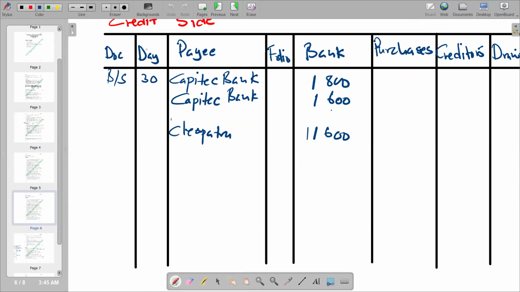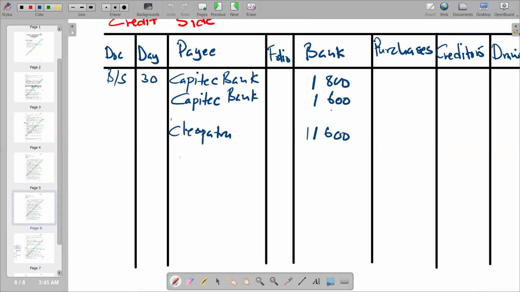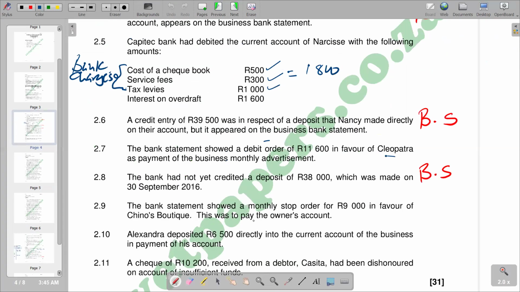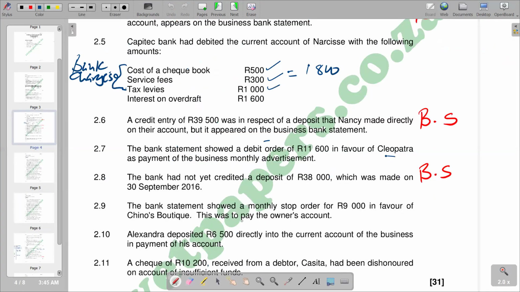So we go to the credit side, this is our credit side, and we check who the payee was. We see that it was in favor of Chino's boutique. So we are having Chino's boutique. Then the amount that we have is 9,000. Then we check the reason for the payment. We see that it was a stop order in favor of Chino's boutique. So this was to pay the owner's account.